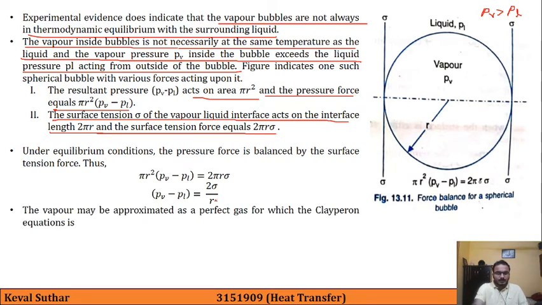Now the vapor may be approximated as a perfect gas, and we can write this formula: dP upon dT is equal to PV upon RV, HFG upon TV square.